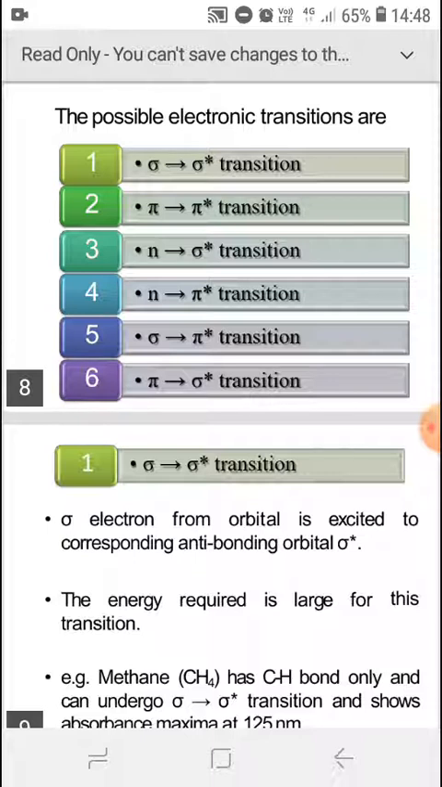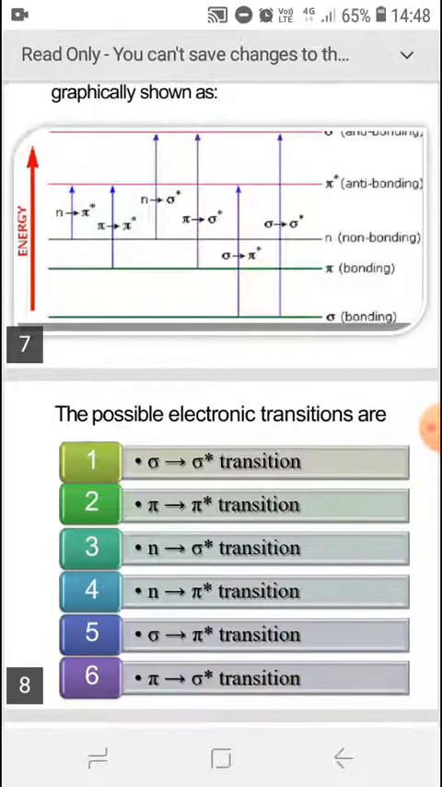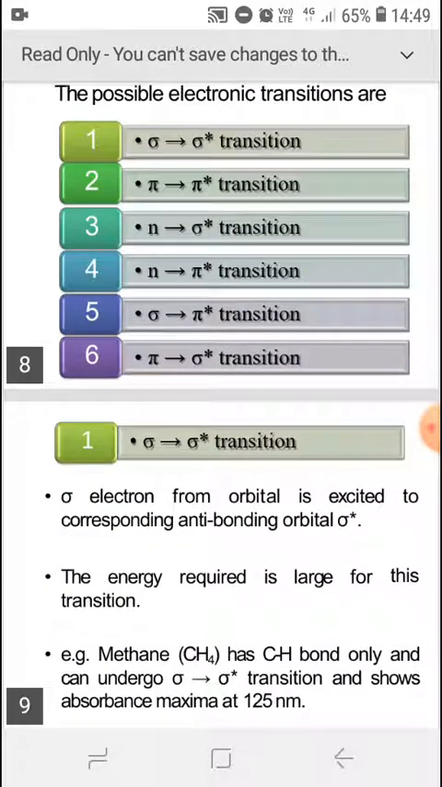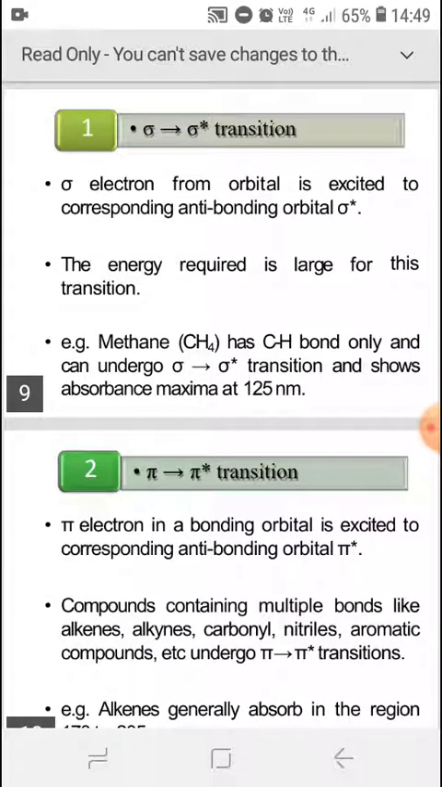Basically, these are six types: sigma to sigma star, pi to pi star, n to sigma star, n to pi star, sigma to pi star, and pi to sigma star. These transitions are based on the transition of an electron from the ground state to an antibonding or excited state at different frequency ranges or wavelength ranges.